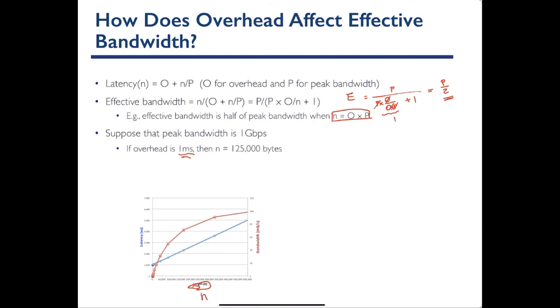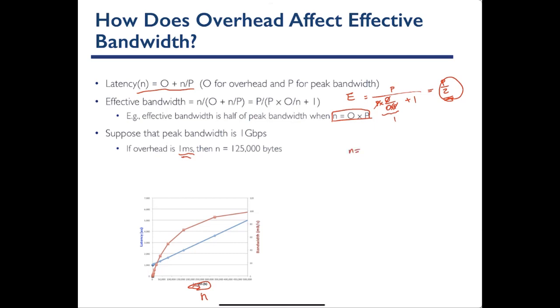So here, this is n, how much data you're sending. The blue curve is your latency, which should be a linear function of n, as you can see. As n increases, the latency increases as well. And then the red curve here is your effective bandwidth.